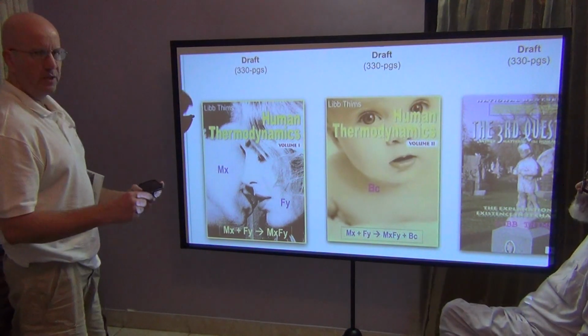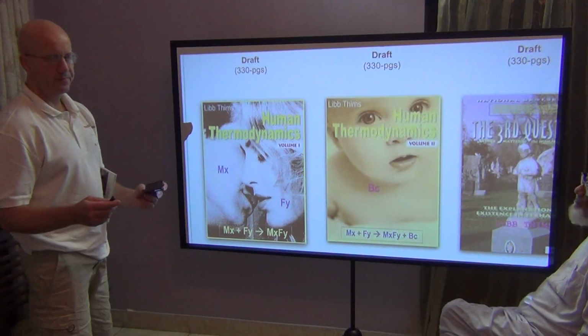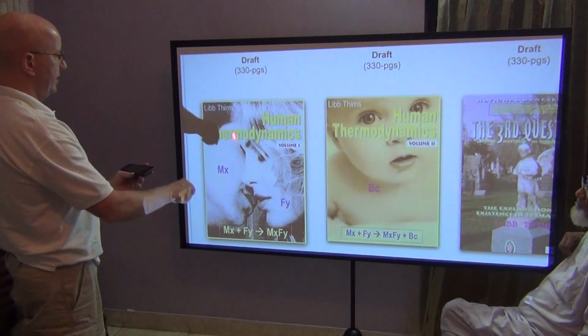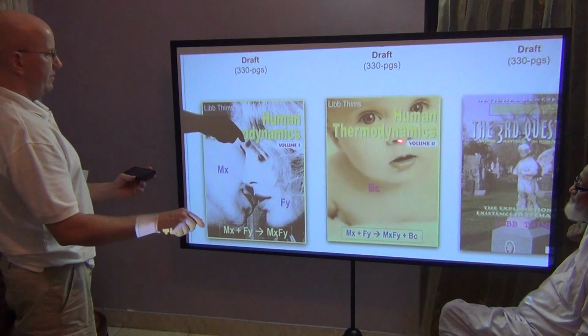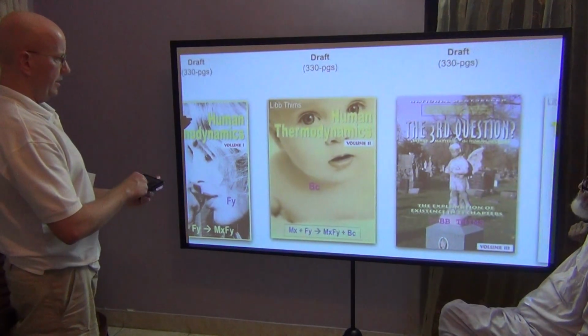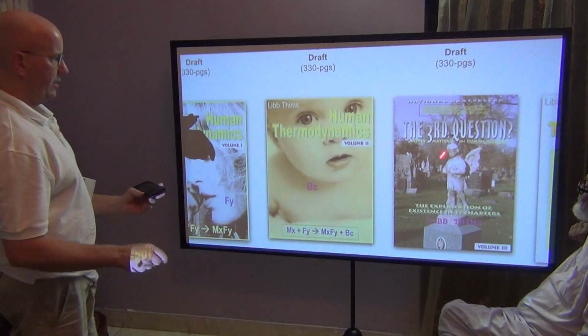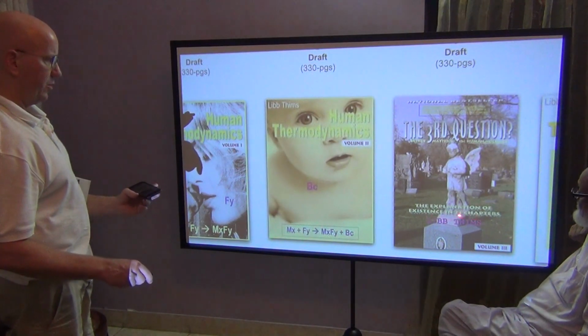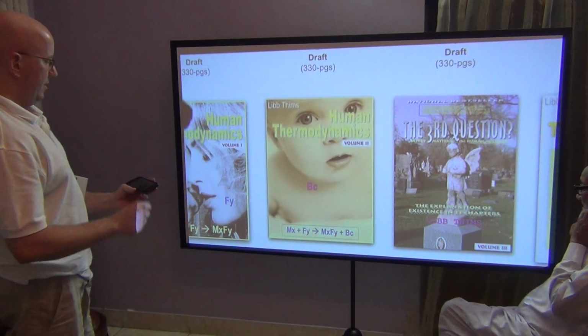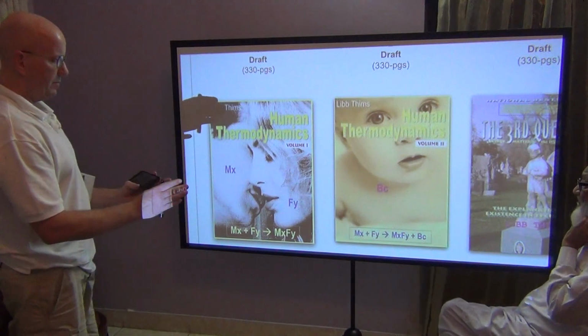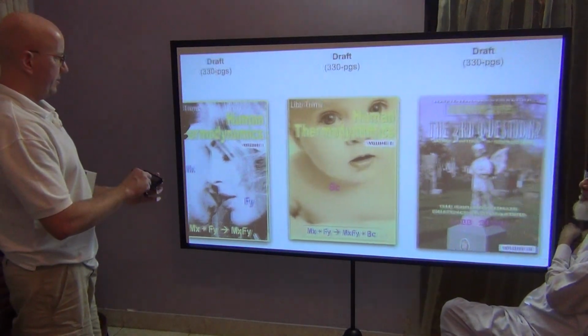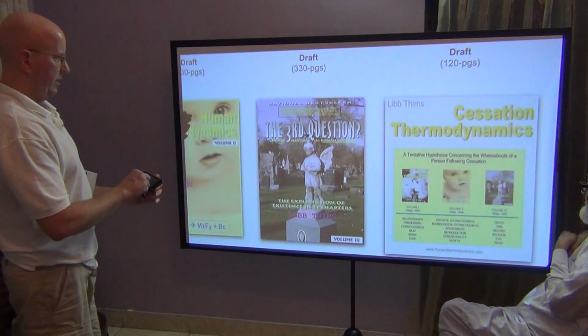Because thermodynamics predicts whether we have a reaction or not. So at this point, I started to write this book in 3 volumes: volume 1, volume 2, and volume 3. Volume 1 turned out to be an explanation of existence in 21 chapters. But at this point, these were all just draft chapters that I made. And this was 2001.